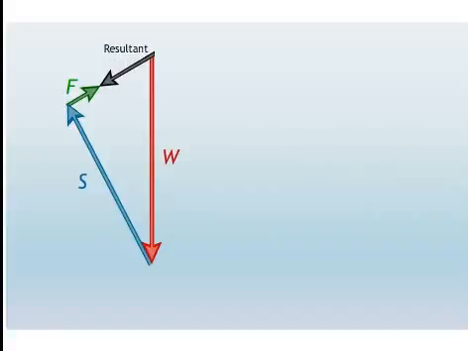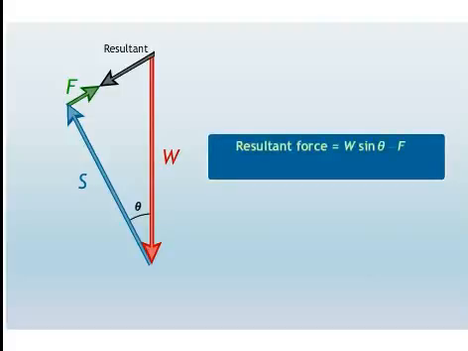The force vector needed to close the triangle is the resultant force, which causes the skier to accelerate down the slope. This force is equal to W sin theta minus F. Using Newton's second law, you can write W sin theta minus F equals ma, where m is the mass of the skier.